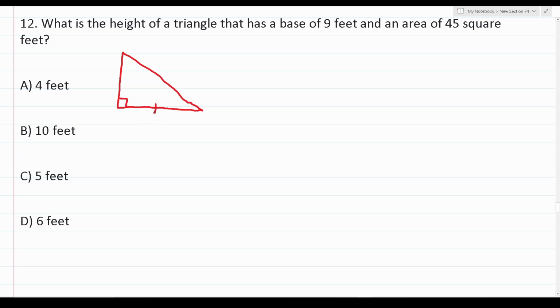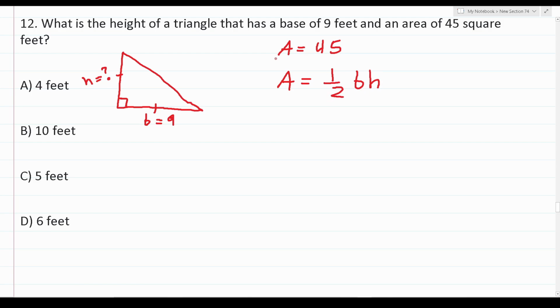In a right triangle, this would be my base, and this would be my height. And we know what some of those things are. According to the problem, our triangle has a base of 9, and we're trying to solve for height, so we don't know what that is. That said, we know the area of this triangle is 45 square feet, so its area equals 45. Well, how do you find the area of a triangle? Area of a triangle is 1/2 base times height.